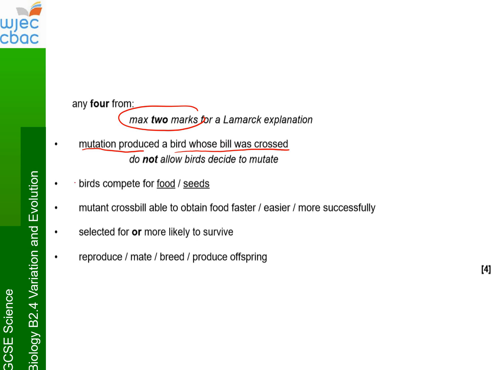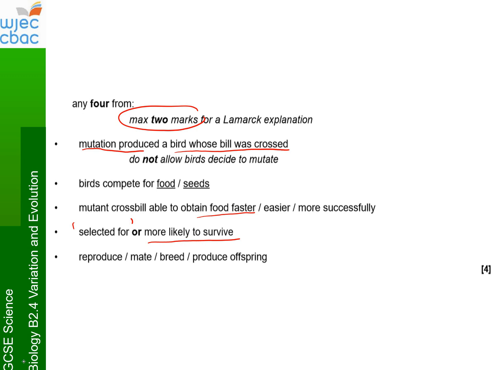Birds then, and this is the one that most people miss out, compete for food or seeds. If you're a mutant crossbill, so you've got this crossed bill, it makes it easier to obtain food faster or more successfully. So therefore, you've been selected for by nature, or you're more likely to survive, which is what we tend to see students miss, to be able to reproduce or mate or breed or produce offspring. So they haven't given a mark for passing the genes on. So read through your answer, check what you've written, and add in anything that you've missed out.